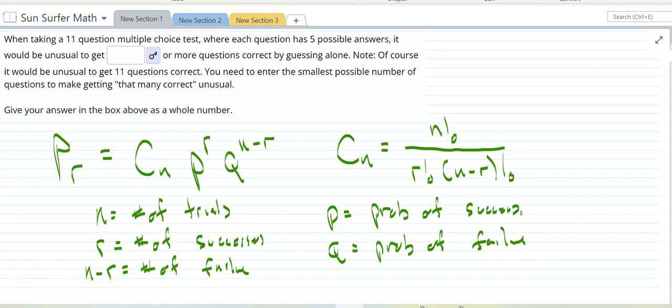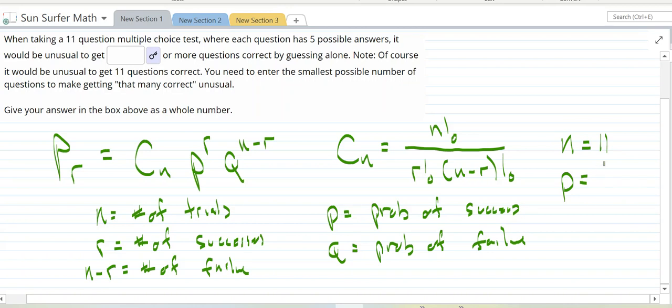So when taking an 11 question multiple choice test, that gives us our n. N is equal to 11, where each question has 5 possible answers. If there's 5 possible answers, then the probability of picking a successful answer on any one trial is 1 out of 5, or 0.2. Therefore, the probability of failure is 0.8 because these two numbers need to add up to 1.